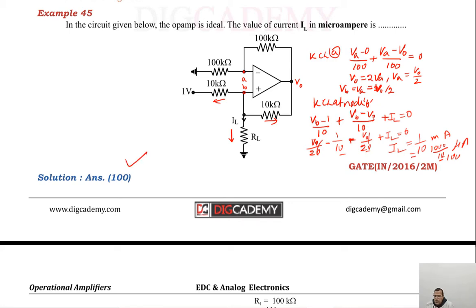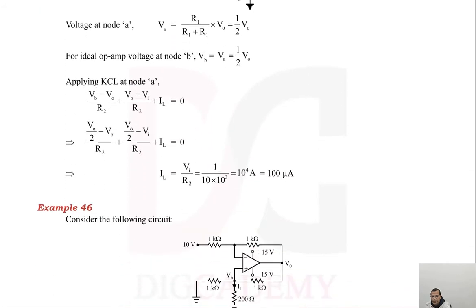Now, please see it carefully. I can write the current IL equal to the input voltage divided by R, this resistance, which you can call R star, provided these values are equal. So this can be written as 1 by 10 milliamperes directly, but you should remember the procedure rather than mugging up this formula, because these values can be different. That is how we solve the question. I have followed the same procedure.